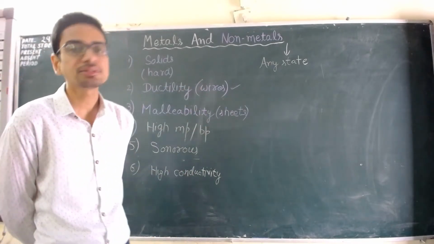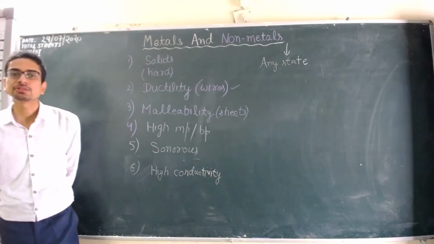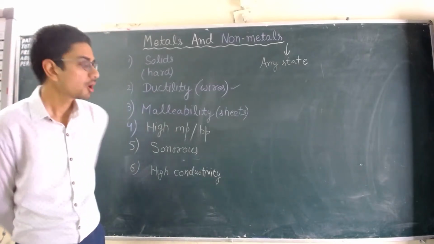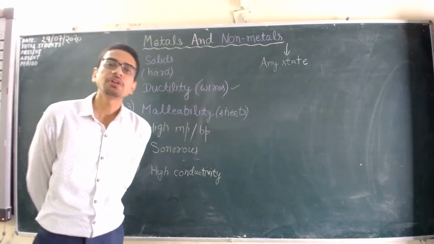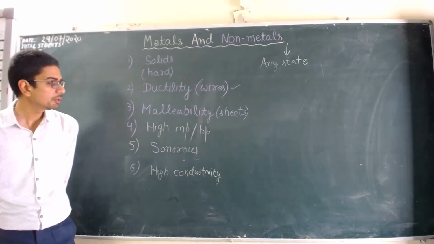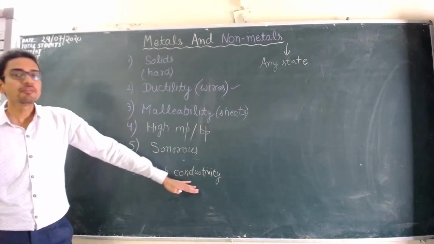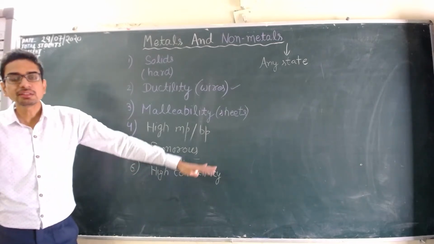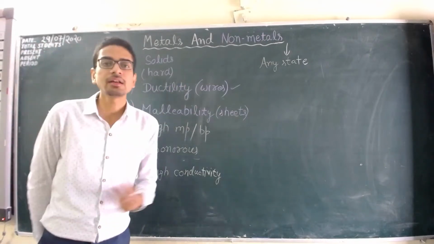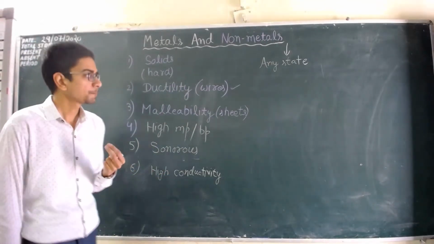Any wires and conducting substances are generally made of metals, for example copper and silver, because they conduct electricity. High conductivity of heat: if you want to conduct heat, you should use metals.